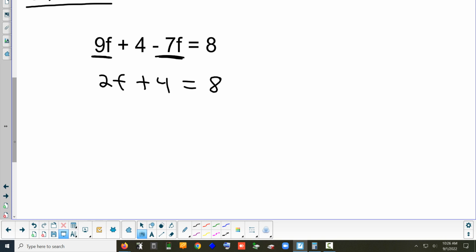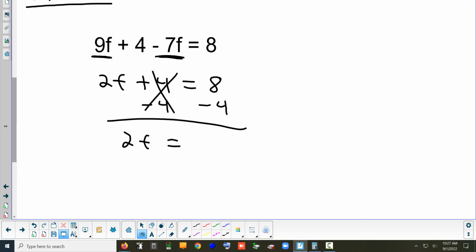Next step. How about 80? You tell me my next step. You subtract 4 from both sides. Right, we're at the add and subtract part. We're going to minus 4 from both sides. And Liv, if I do that, what do I have on the left-hand side now? 2f. Remember, positive 4 minus 4 is gone. Equals. And Maya, what about on the right? 4.